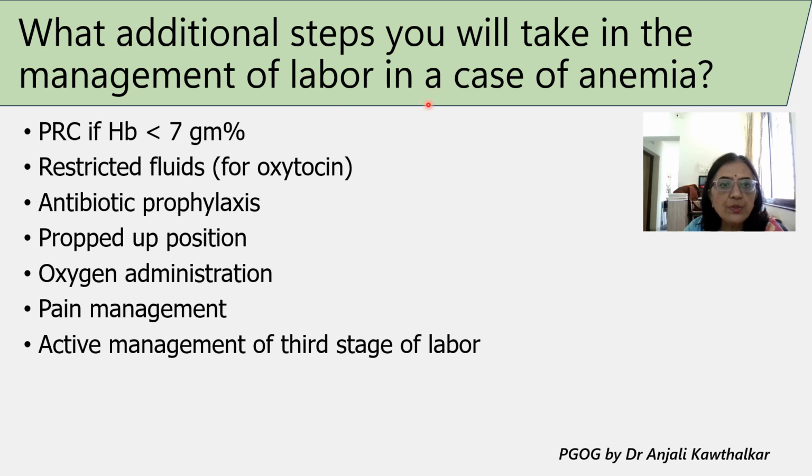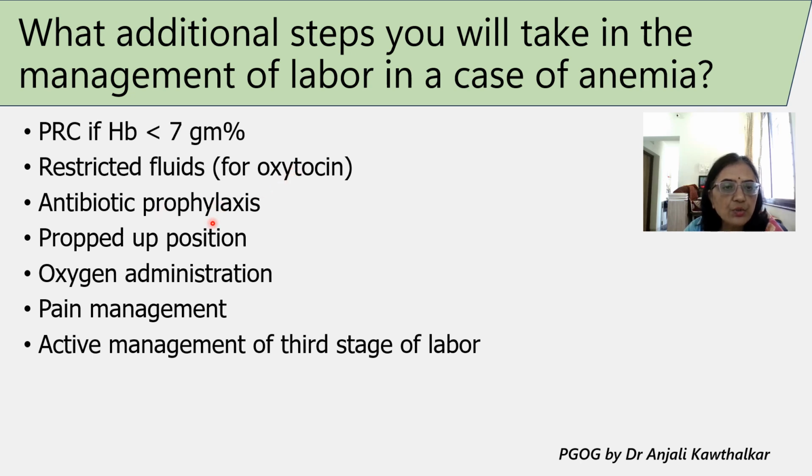Now, what additional steps will you take in the management of labor in a case of anemia? PRC is to be given if hemoglobin is less than 7 gram percent. Fluids are to be restricted to prevent congestive heart failure in severe or very severe anemia. Especially whenever we are giving oxytocin, we need to be very careful. We need to increase the oxytocin concentration rather than increasing the drip rate to increase the dose of oxytocin.